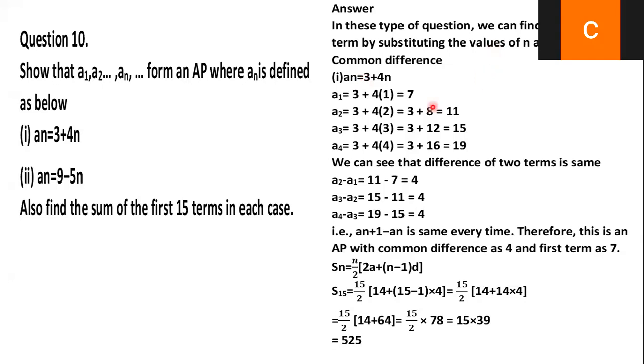Anyone have doubt, children here? No, ma'am. First, we need to show this is an AP. So take n value 1, 2, 3, 4. First 4 terms we got. Check the common difference. If we are getting common difference same, I can say this is an AP. After we get to know it is AP, then we need to check sum of first 15 terms. Sum of first 15 terms is n value 15. Apply a value, d value. So we are getting the answer 525.